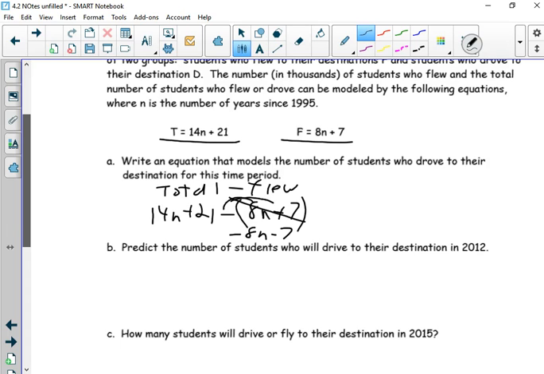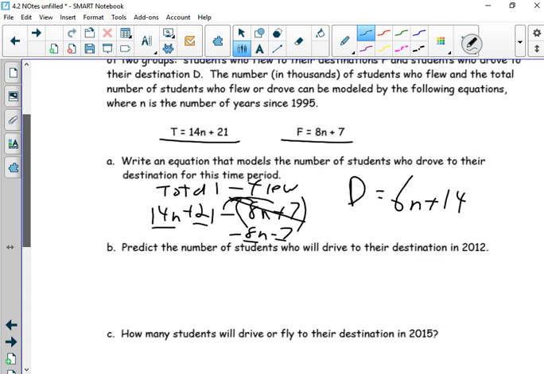And now you just combine. 14n minus 8n. So the number of people who drove is going to be 14 minus 8, 6n. And 21 minus 7 plus 14. So now we have an equation for driving, flying, and total.